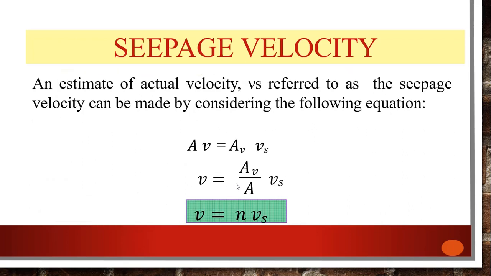So an estimate of the actual velocity, referred to as the seepage velocity, can be made by considering the following equation, where Av is equal to A into Vs. So the seepage velocity will be equal to Av by A into Vs. So this ratio we can write as n. So V will be equal to n into Vs.